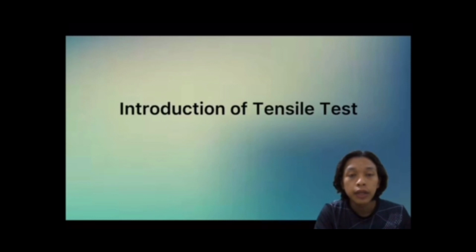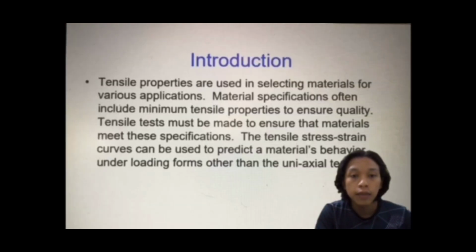Today we will present about the tensile test. Firstly, tensile properties are used in selecting materials for various applications. Material specifications often include minimum tensile properties to ensure quality. Tensile tests must be made to ensure that materials meet this specification. The tensile stress-strain curve can be used to predict a material's behavior under loading forms other than uniaxial tension.